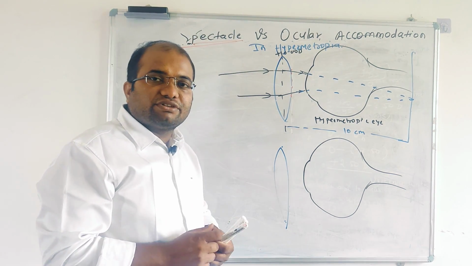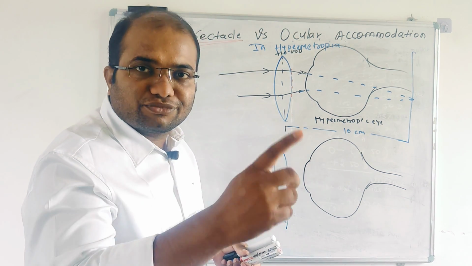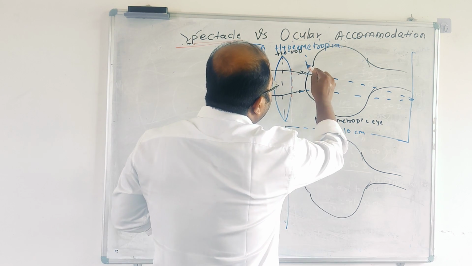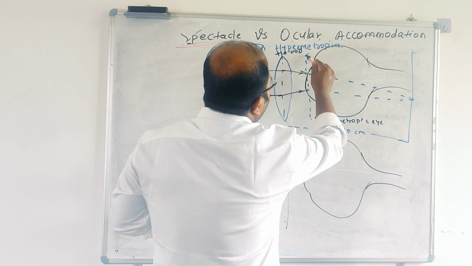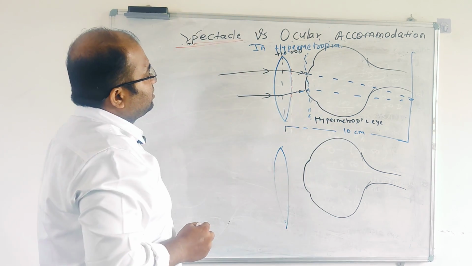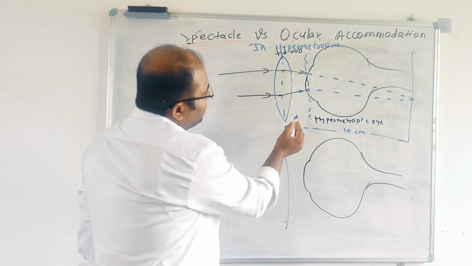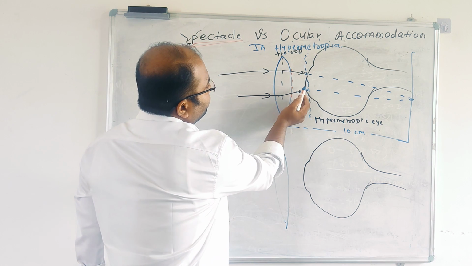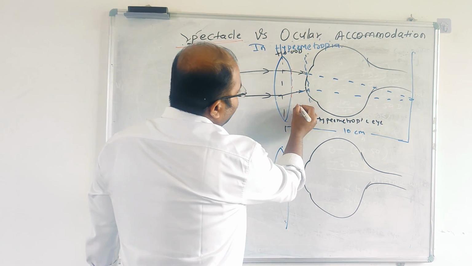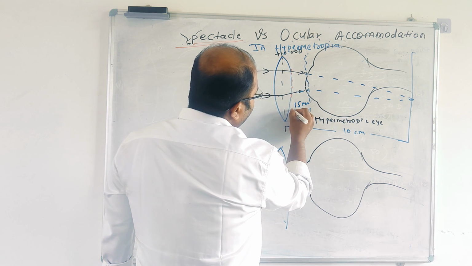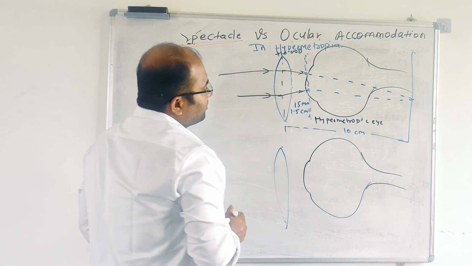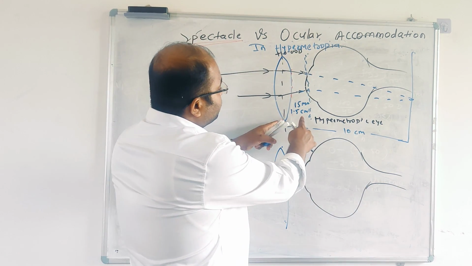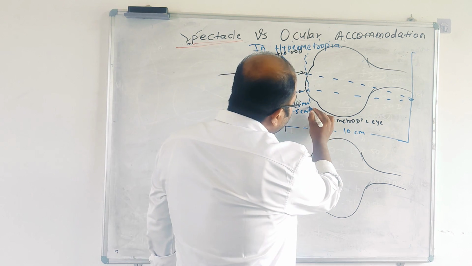And how will you find out the vergence of light at this plane? To get the vergence we first need to find the distance to either the object point or image point. From earlier lectures we have discussed the vertex distance plus the distance from corneal apex to this principal plane, total approximately 15 mm, which is approximately 1.5 centimeter. So total distance is 10 centimeter, right?